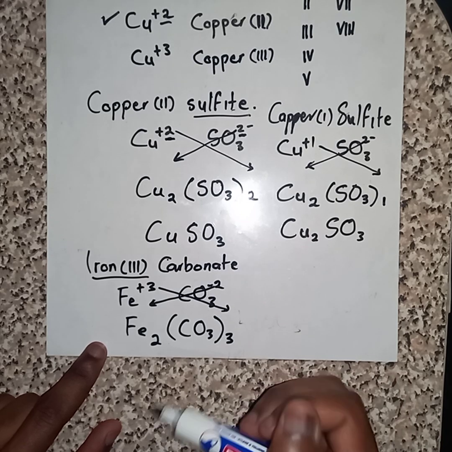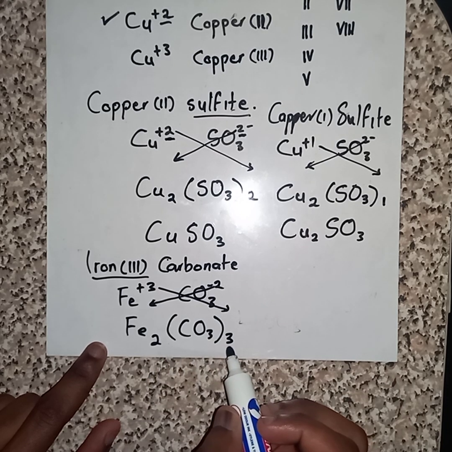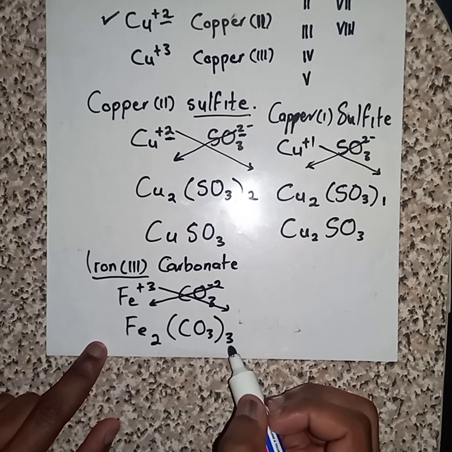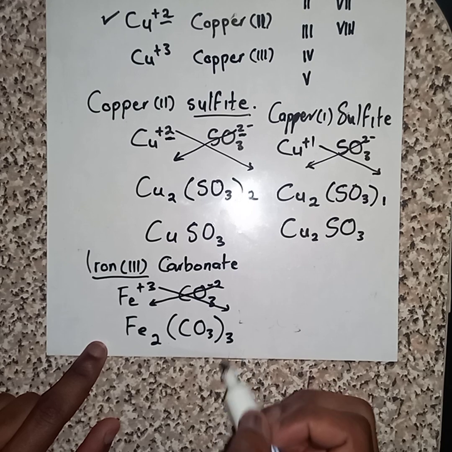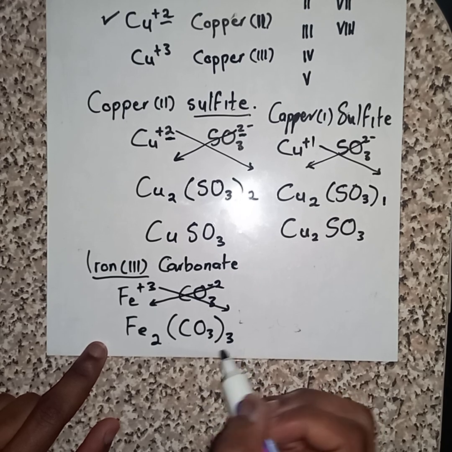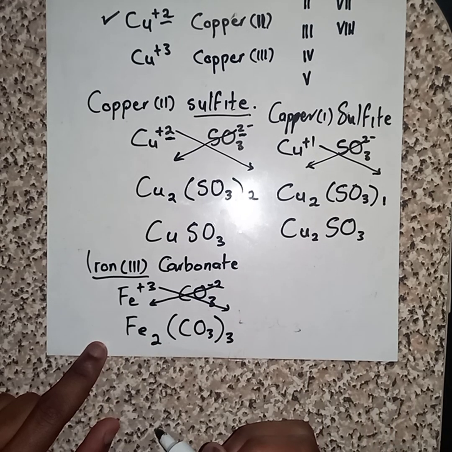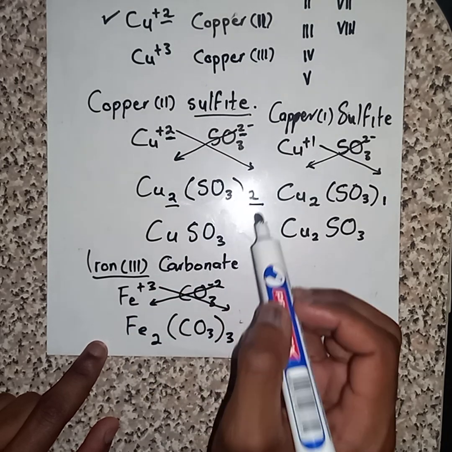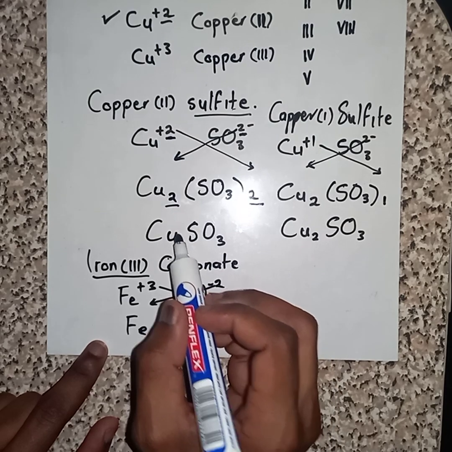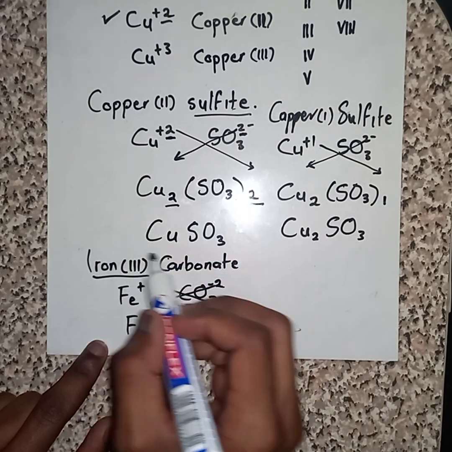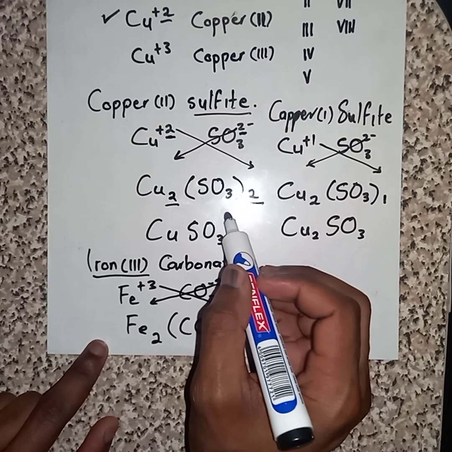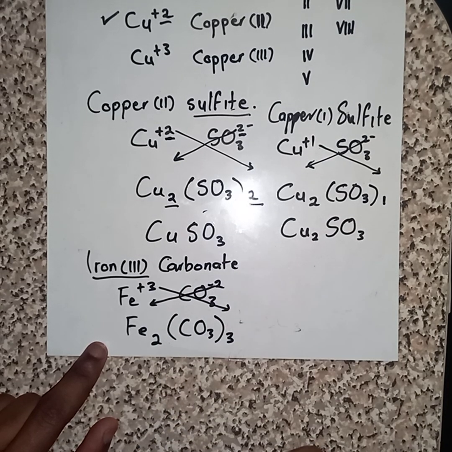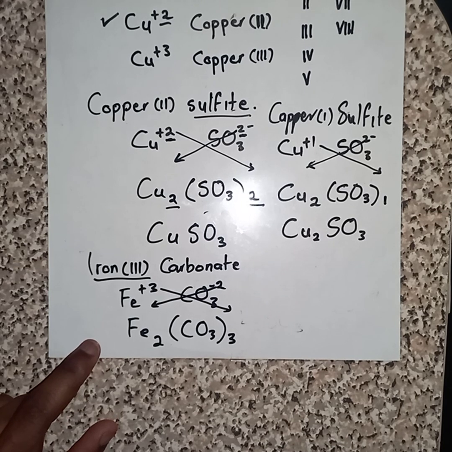You see? There is no need for us to divide 3 with 2, because 3 is not an even number. You leave it as it is. At this point, we divided 2 by 2 to get one of this as well as one of SO3. You see? It's so simple at this point.